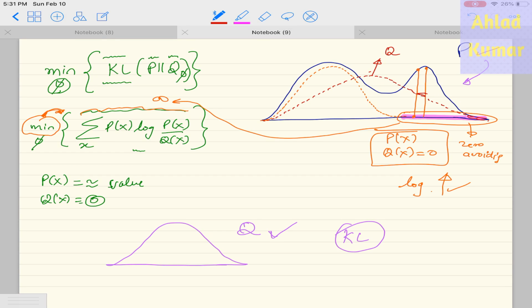Why is the problem removed? As you can see over this point, both of them, the blue curve and the one which we are approximating using Q, are 0 over here. So when these two are 0 over here, it is actually 0 log 0 by 0, so it's effectively 0. This distribution is favorable for this optimization framework, and it is also sometimes called mean seeking or zero avoiding.